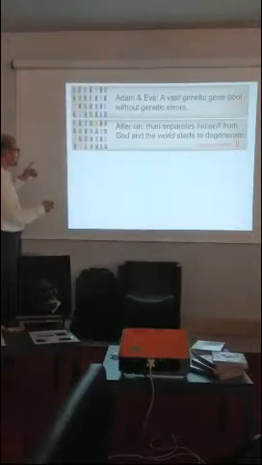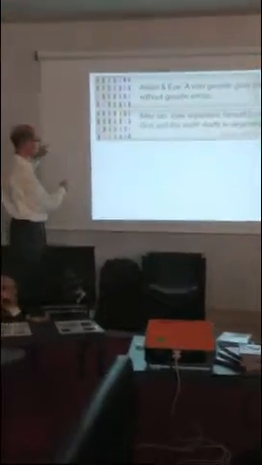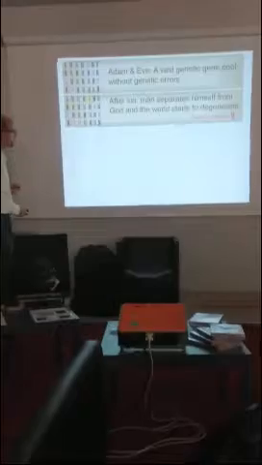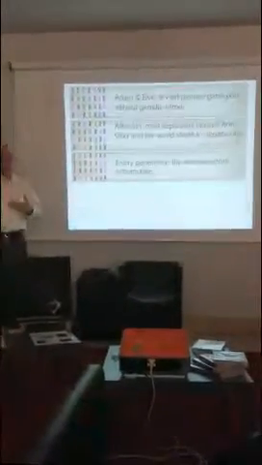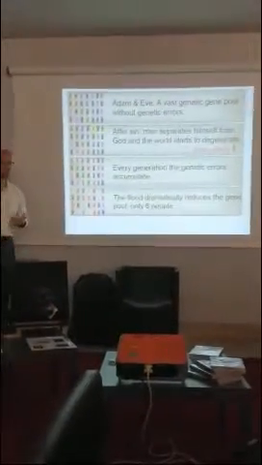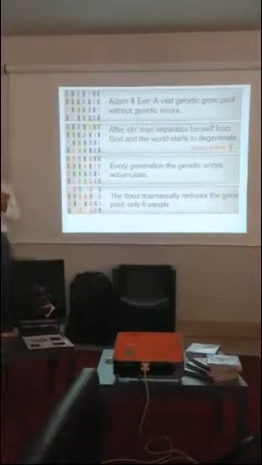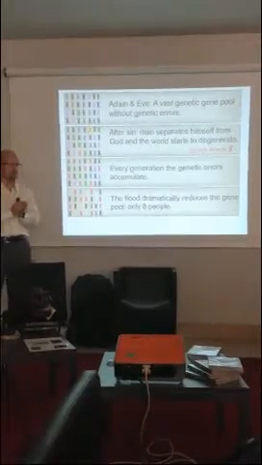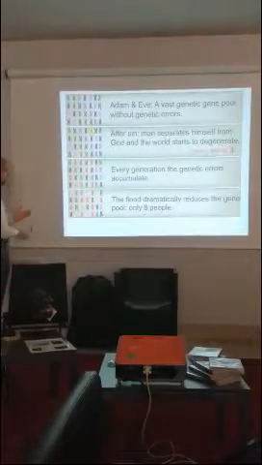And I would like to represent the gene pool that we have by these red chromosomes. Okay? And every generation, these genetic errors continue to accumulate, so we have more of these red chromosomes. And then suddenly at the flood, we have this bottleneck where we only have 8 people and we lose a lot of genetic information in our genome, represented by this diagram.